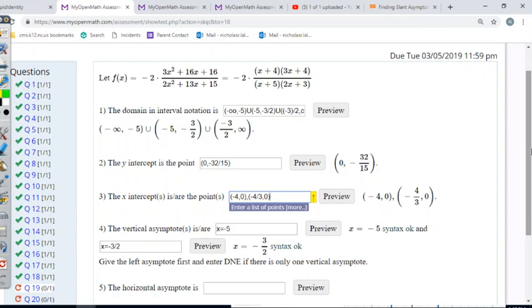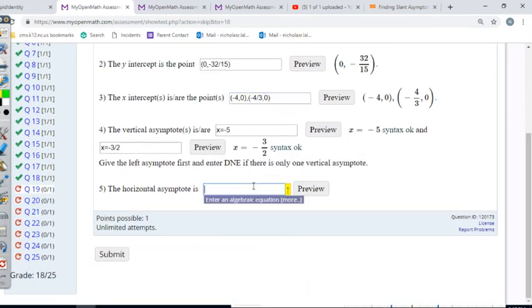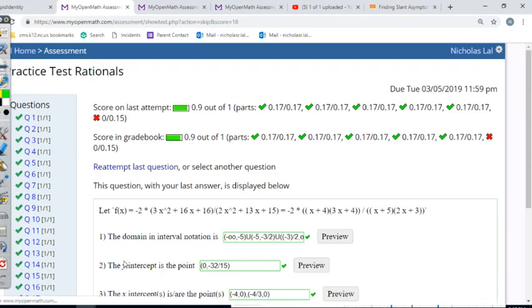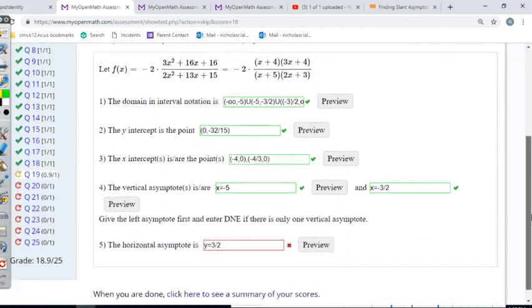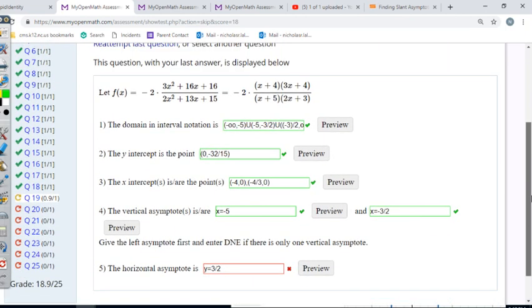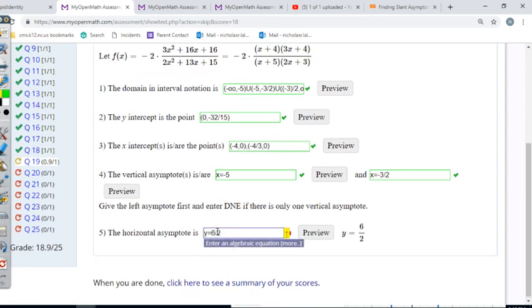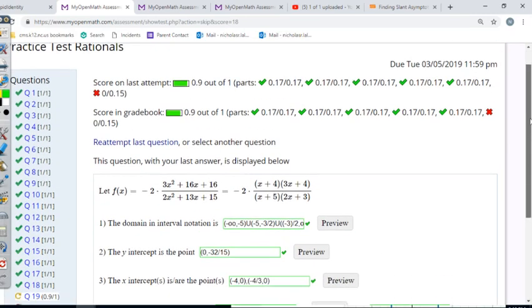Horizontal asymptote: degrees are the same, 3/2. Y equals 3/2, horizontal line. Multiply that by -2. That should be y is equal to 6/2. That's what they want.